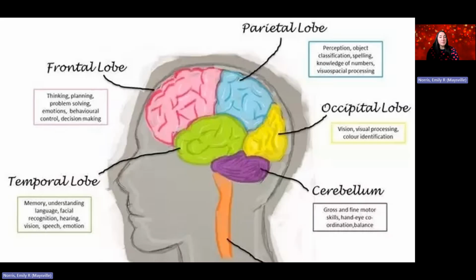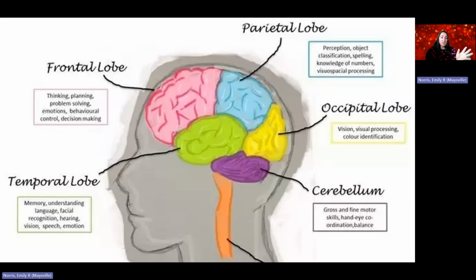Here's just a quick little reminder of what happens in each lobe. Frontal lobe, that's thinking, planning, processing, problem solving, emotions, behavior, personality, decision making. All of those higher level executive functioning happens in the frontal lobe. The temporal lobe is a lot of your memory, your understanding language, and even producing some of your language. Some of that happens in frontal lobe at the Broca's area. Your hearing is processed in the temporal lobe.